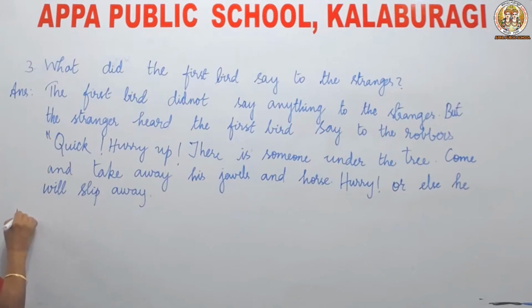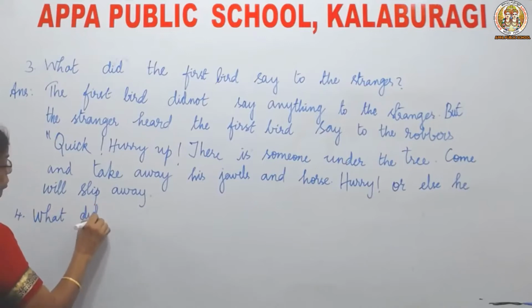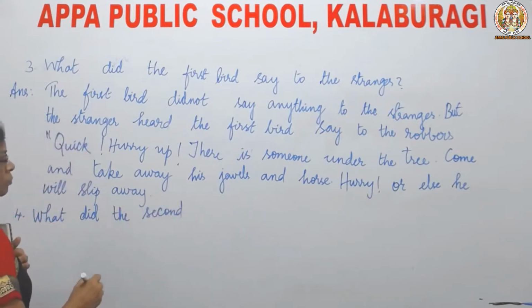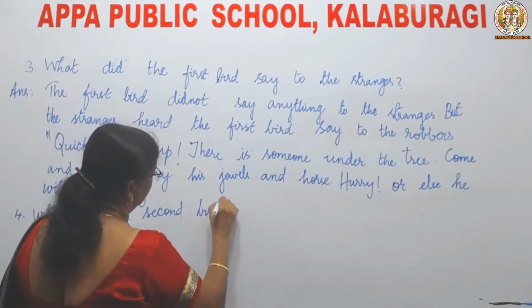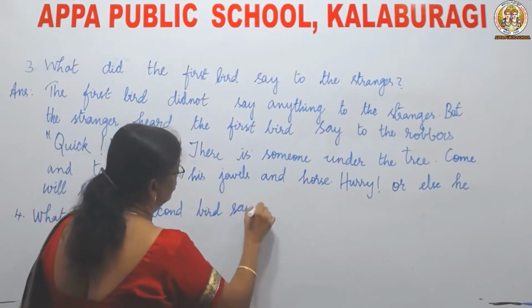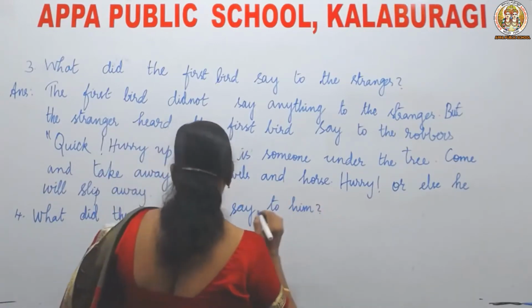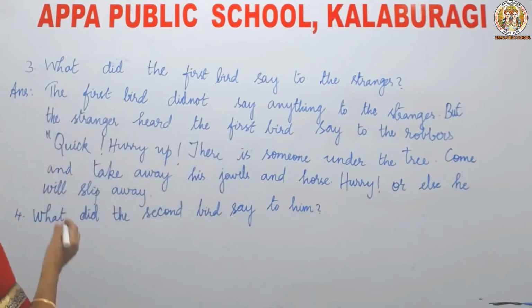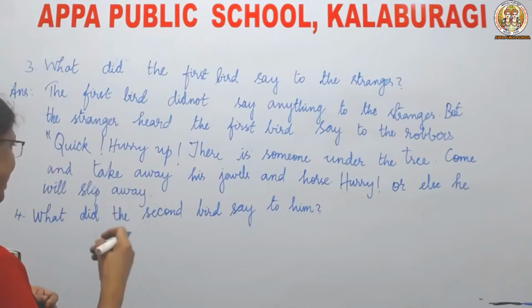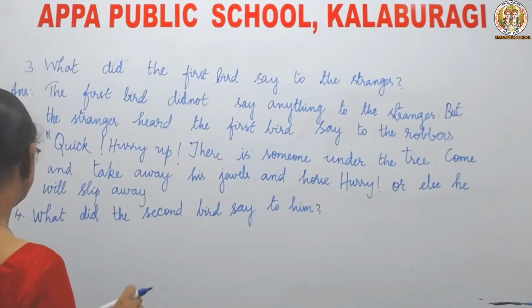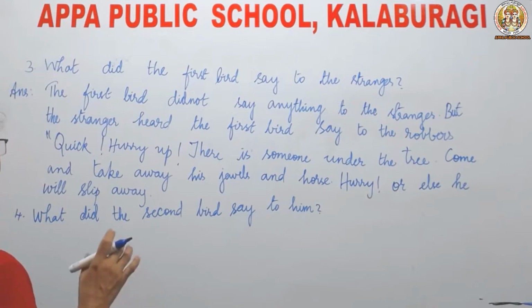Now we leave a line and write question number 4. What did the second word say to him? The second word was just opposite to the first word. What did it say? Please come in. You take rest. Feel comfortable. There is some cold water in the pot. You can drink it and take rest till the rishi comes in.